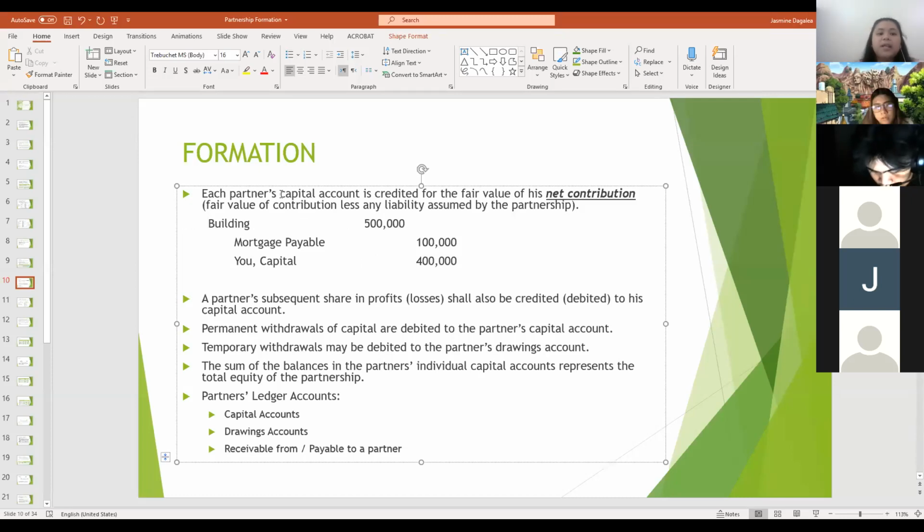So yung sinasabi sa number 1, the partner's capital account is credited for the fair value of his net contribution. Yung fair value ng building is determined as 500,000, and then there's a payable associated to that building, 100,000, which the partnership will assume. The partnership will record this liability 100,000, and the net amount will be 400,000. Net means fair value less any liability assumed by the partnership. If not assumed by the partnership naman, automatically 400K lang.